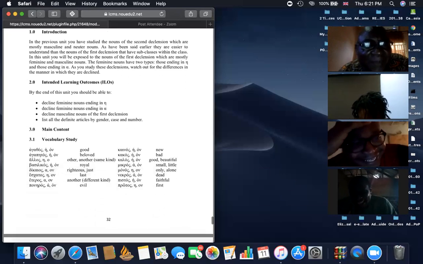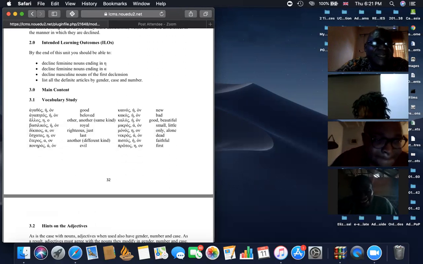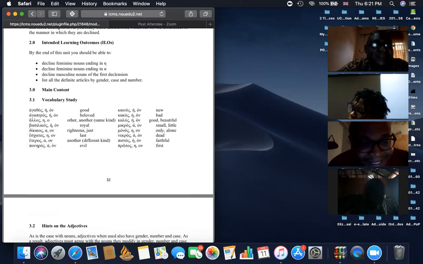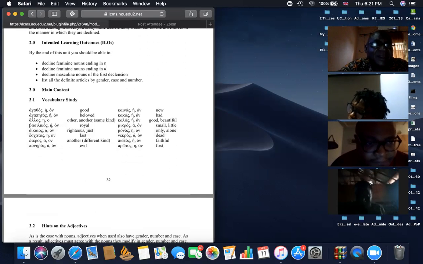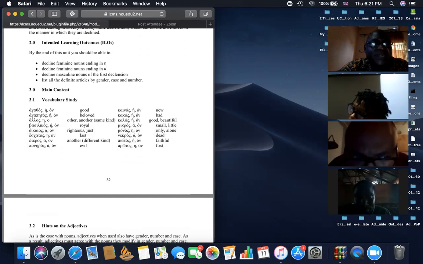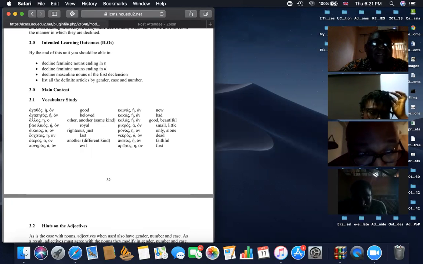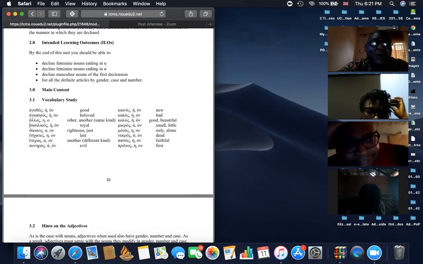We begin from the vocabularies, and the vocabularies here are all adjectives. Agathos. If you look in front, you see that there are some letters there. Actually, I have given you this word in all the genders. Agathos is masculine, agathe is feminine, agathon is neuter. Do you get it? Agathos, agathe, agathon. And the meaning is good.